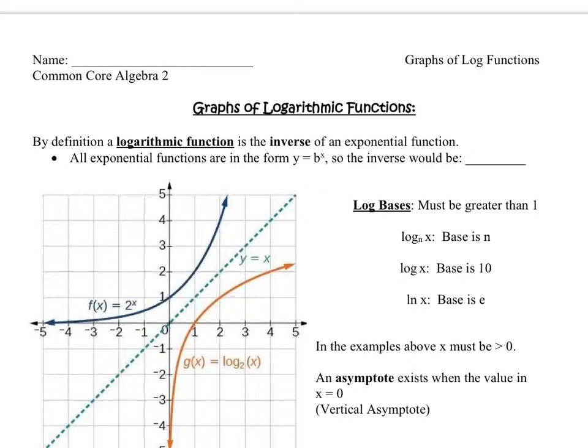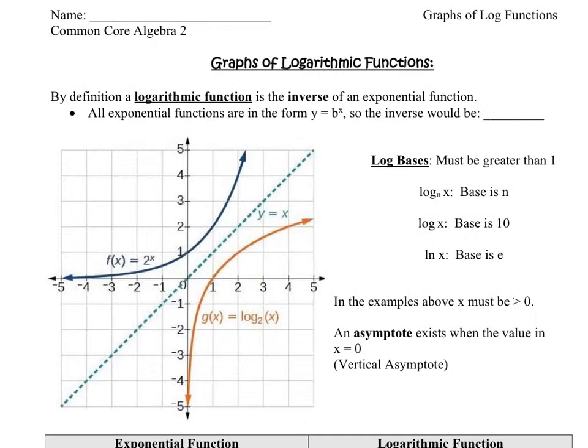remember, anytime we solve an equation, that's an equation, I have to do the inverse operation to solve it. So I would divide here, square root here. So in order to solve an exponential, I need the inverse. So that's what I'm talking about.